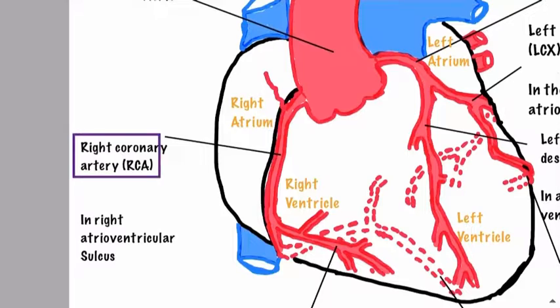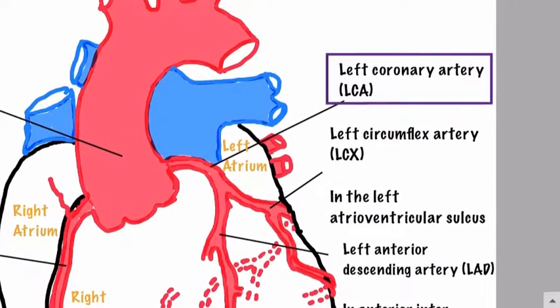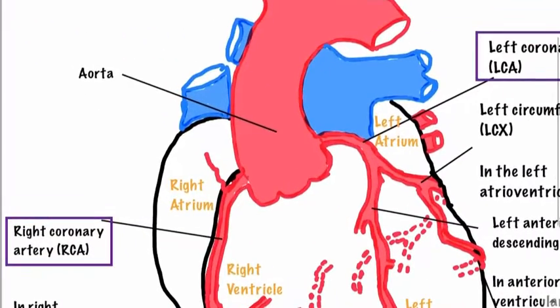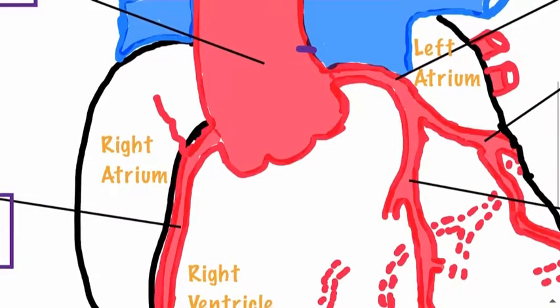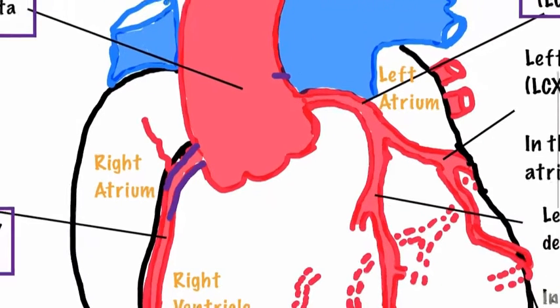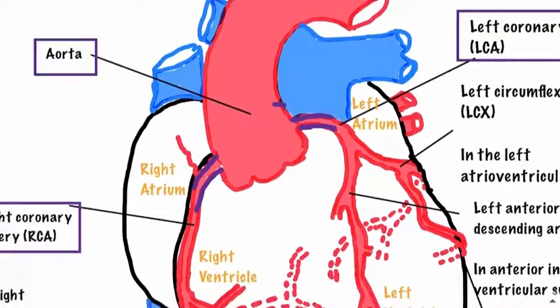One is the right coronary artery or RCA. The other one is the left coronary artery or LCA. Both of these main coronary arteries arise from the aorta. So guys, over here we can see that this is the aorta, and on the right side of the aorta arises the right coronary artery, and on the left side of the aorta arises the left coronary artery.